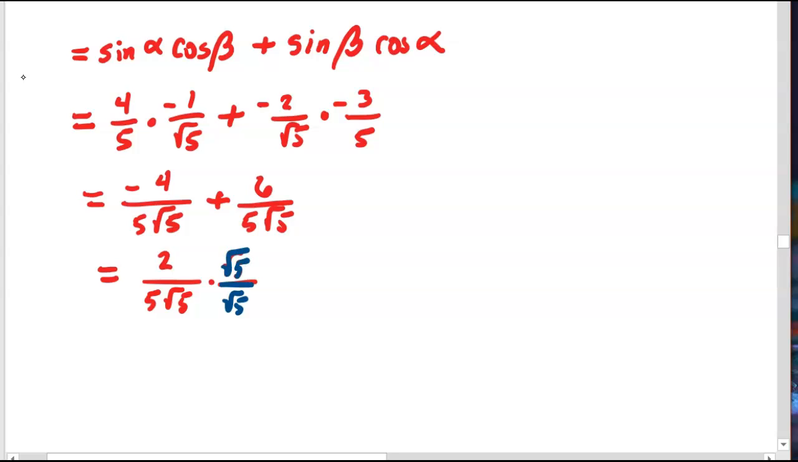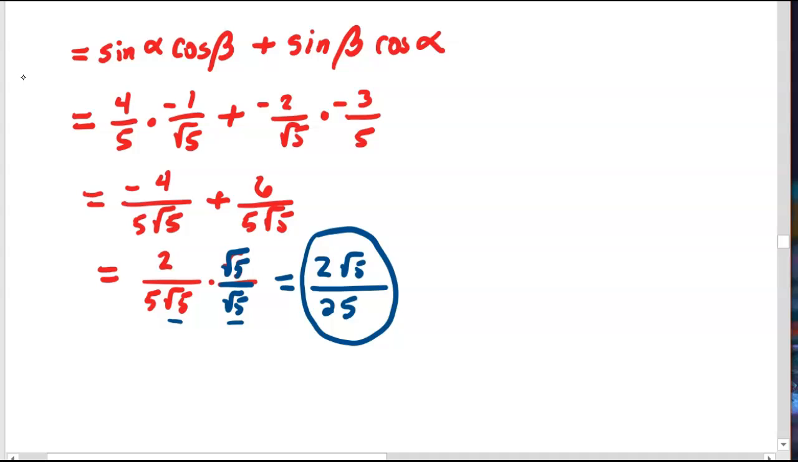Okay, to rationalize, I get the final answer 2 root 5 over, now root 5 times root 5 is 5 times the other 5 is 25. Final answer. All right, so that is part A, and then parts B and C are going to be very similar.